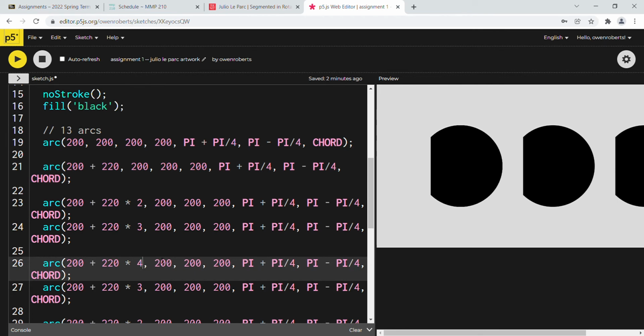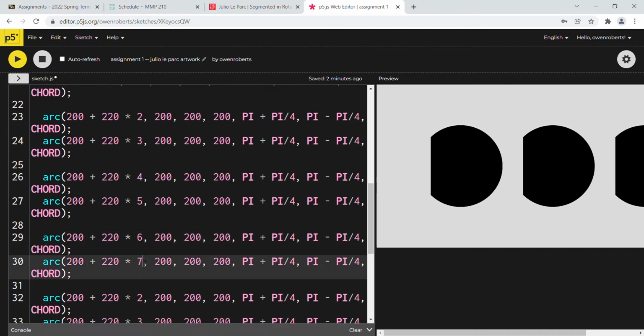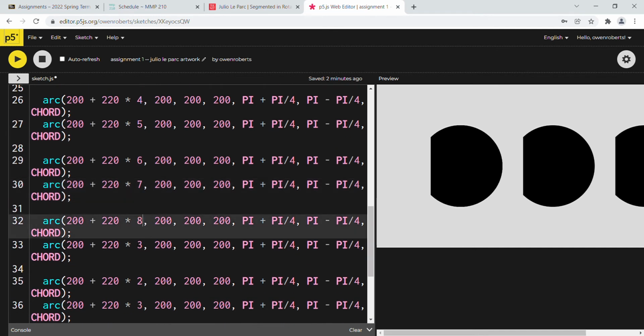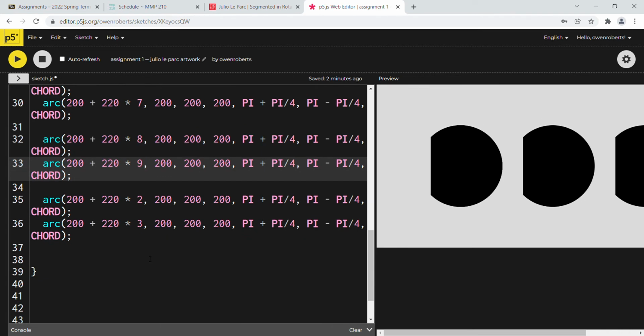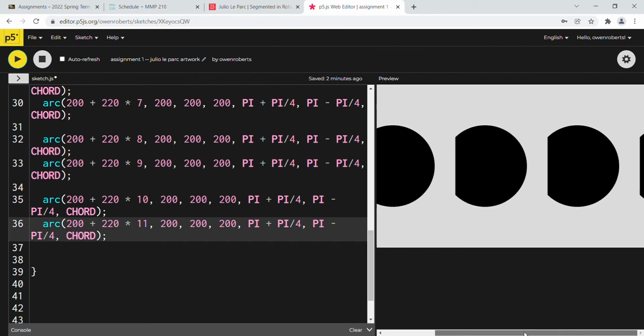So 2, 3, 4, 5, 6, 7, 8, 9, 10, 11. And now let's see if I get, so I need more space for my circles.